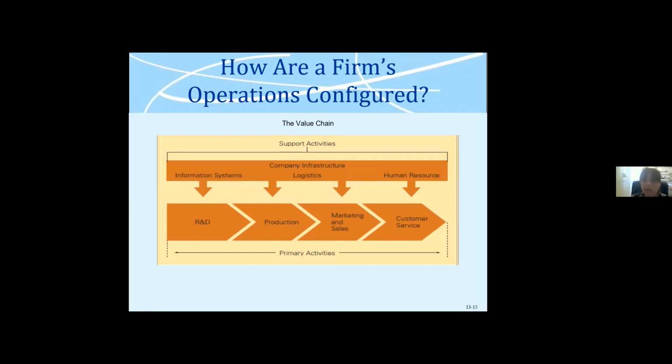Regarding the support activities of the value chain, they offer inputs that allow the primary activities to occur. So we have information systems. What do you mean by information systems? Why are information systems important? Can you link it with the pandemic situation?